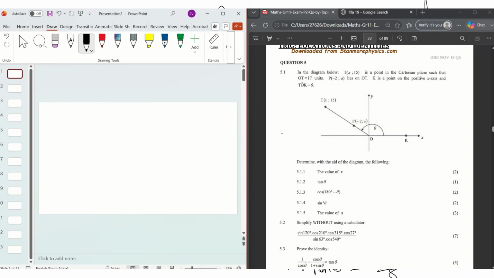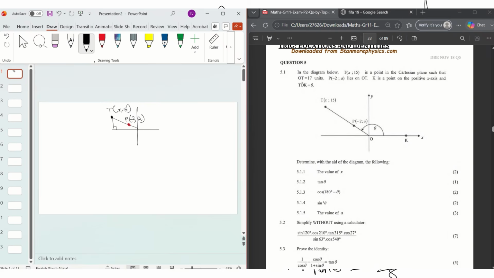So guys, how can we approach this question? What you have to do with the diagram that has been given is draw a complete triangle. And then this point here is the P point, and this one here is the T point. So T, we have x and 15, and as for P, it's negative 2 and a.